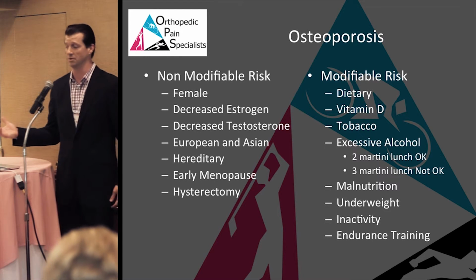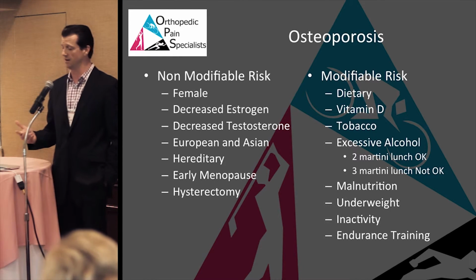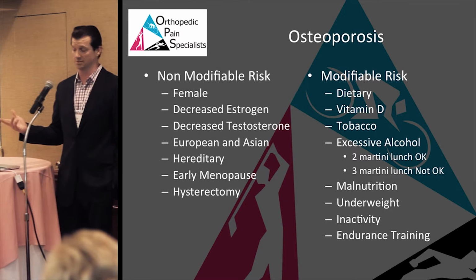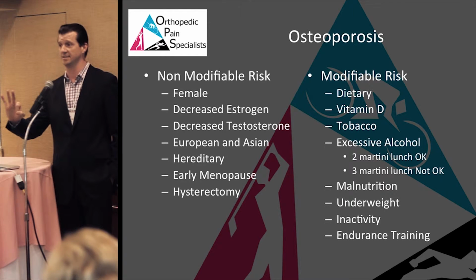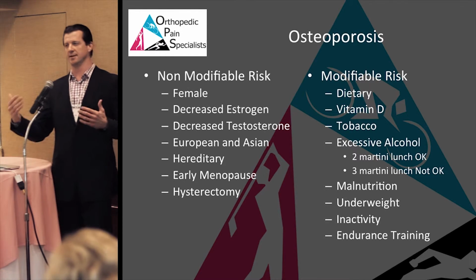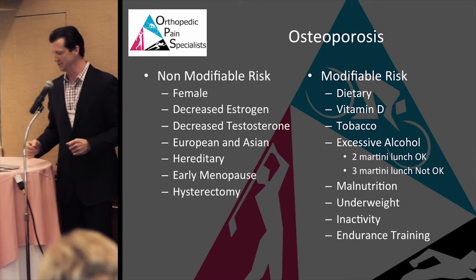Now, the modifiable types of risks: dietary, vitamin D, too much, smoking at all, excessive alcohol.